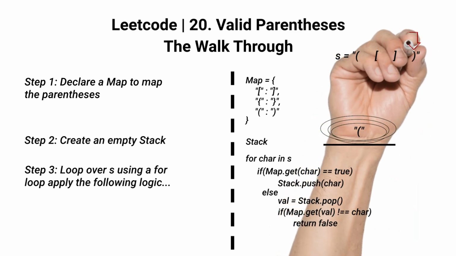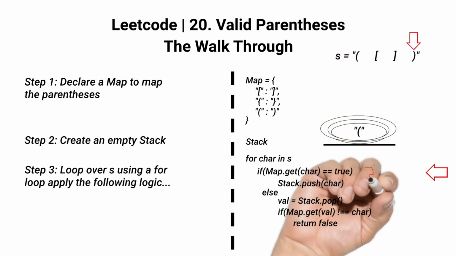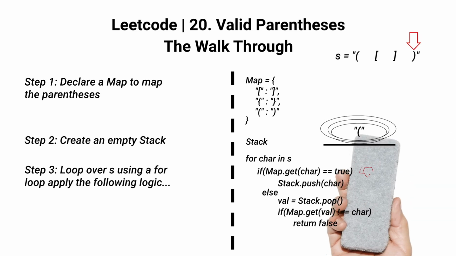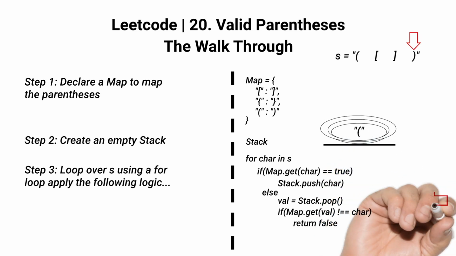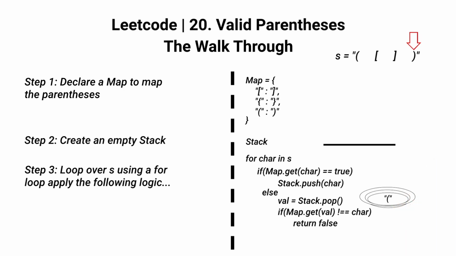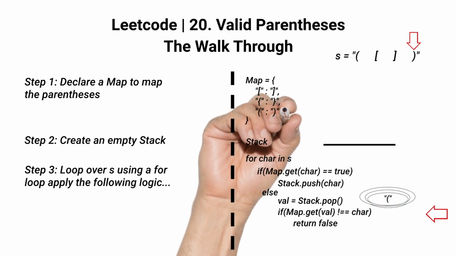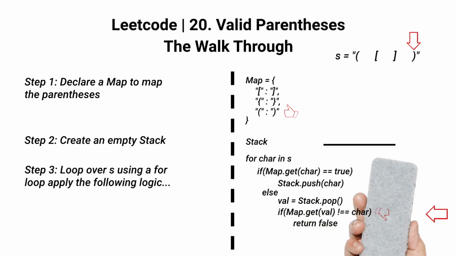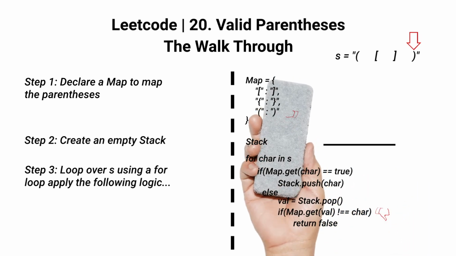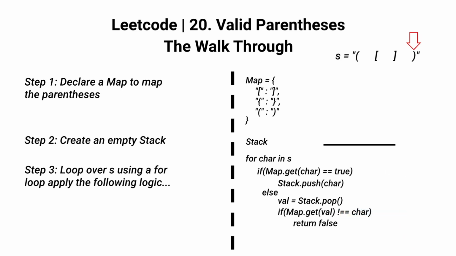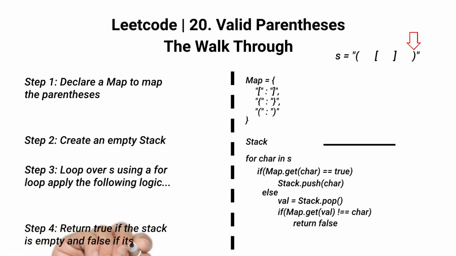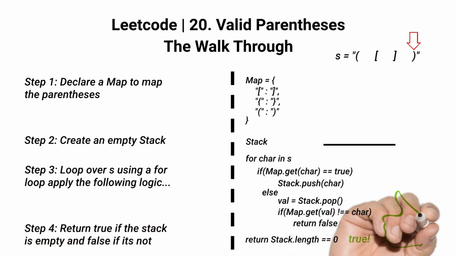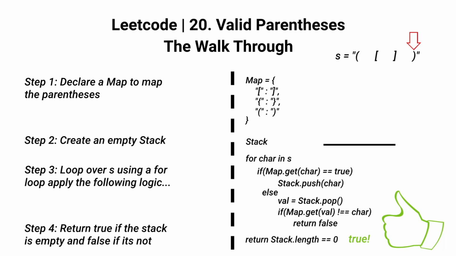We check if that is a key in the map, which it is not. So again, we then want to pop from the stack and store the value. And we want to check if the corresponding character of that value does not equal the current character we're on. We can see they do correspond, so again, we can ignore the return false. We've got to the end of the string, so now we break out of the for loop, and step 4, return true if the stack is empty and false if it's not. We can clearly see the stack is empty, so return true.